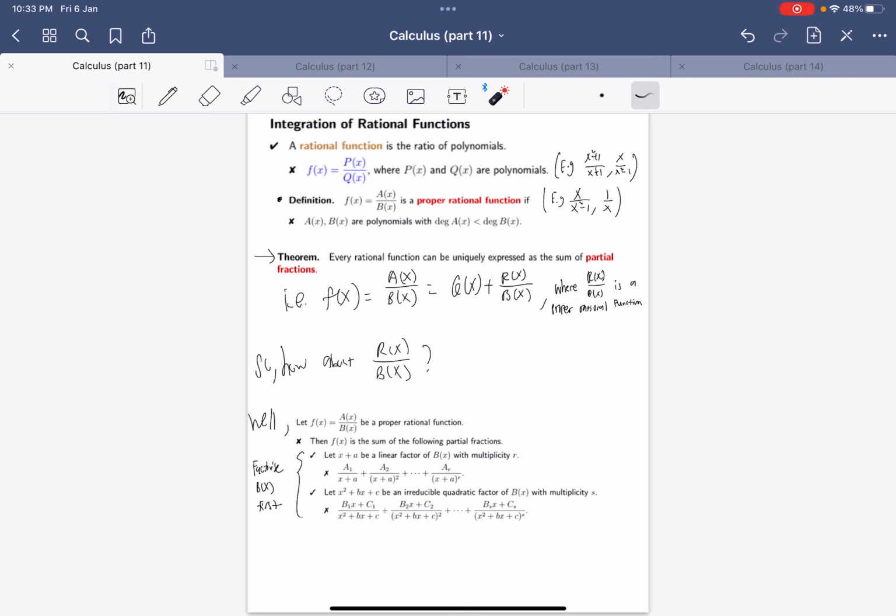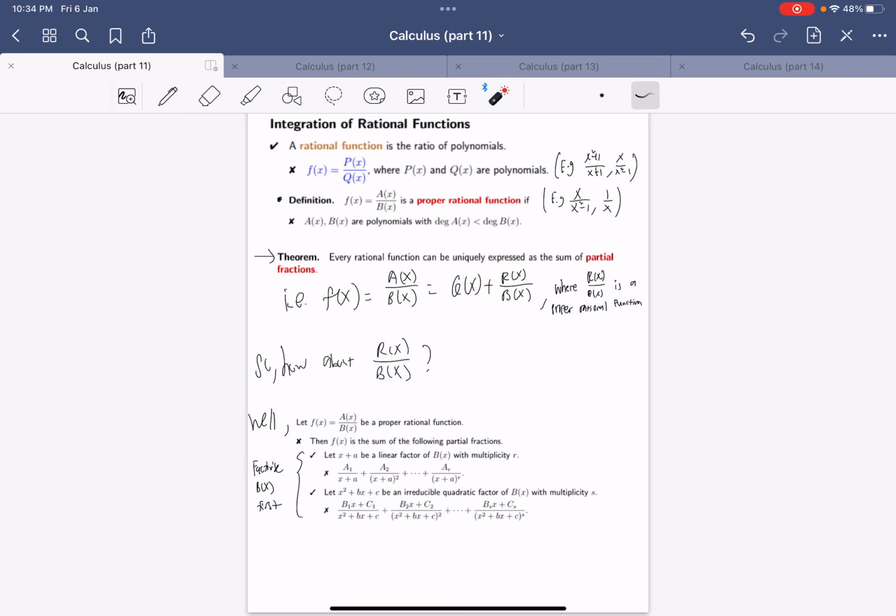And it is a proper rational function if the degree above is strictly smaller than the one below. There's actually a theorem, which we'll not prove, that every rational function can be expressed as a sum of partial fractions. It means it can be written as a quotient plus a proper rational function. This quotient is a polynomial, and we can easily integrate polynomials. It's just bringing the power up and dividing by the power. So how do we deal with the proper rational function then?